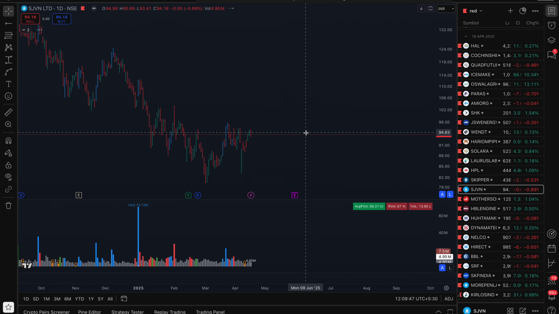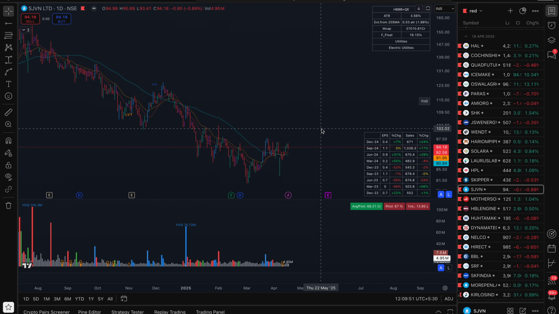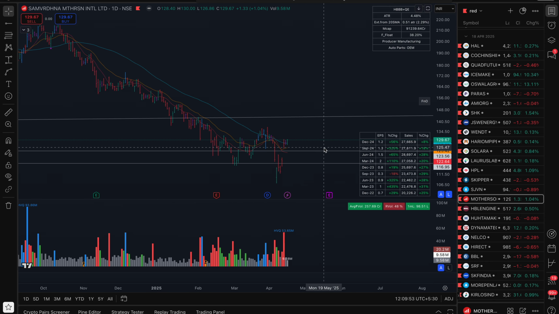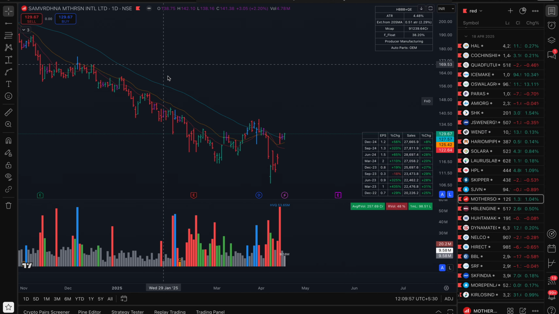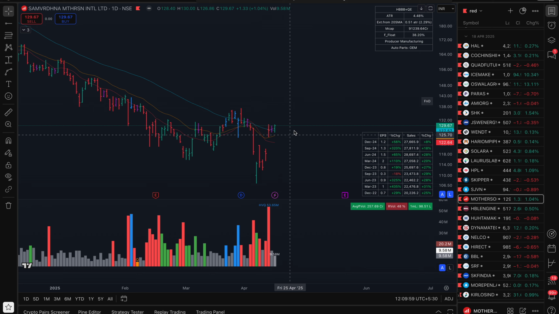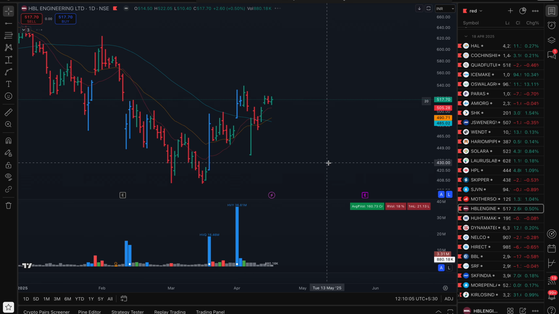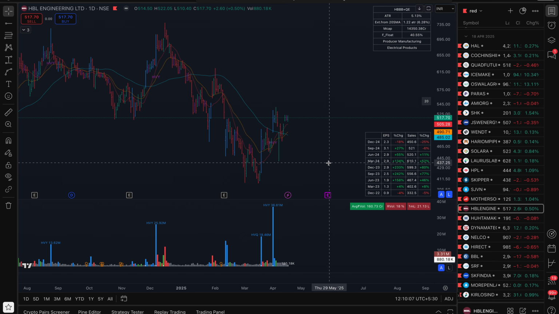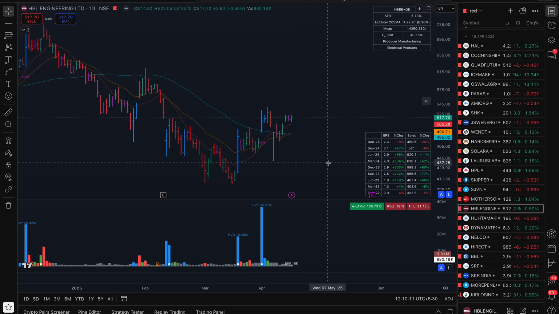Skipper, we've gone through SJVN, reversal base, nothing exciting right now. Motherson Sumi is also a reversal base, still on a downtrend. There are three good candles, tight candles here, so that's the reason it's on the list. HBL Engineering, similarly, still on a downtrend, but there are three tight candles here.